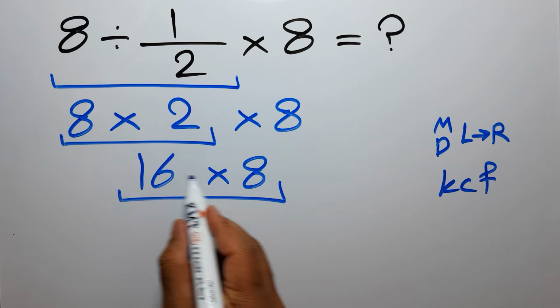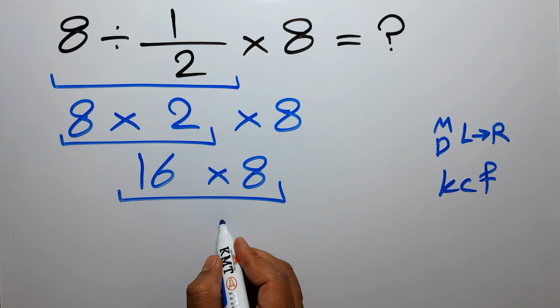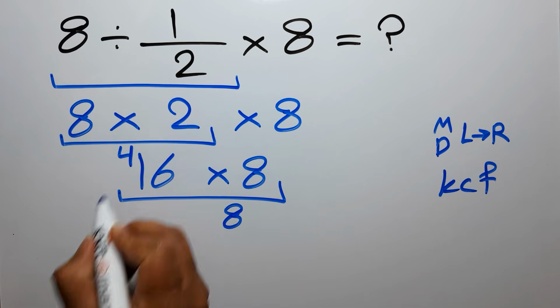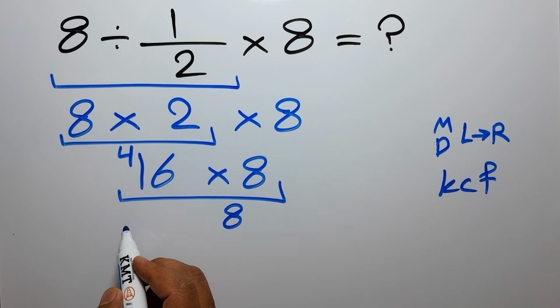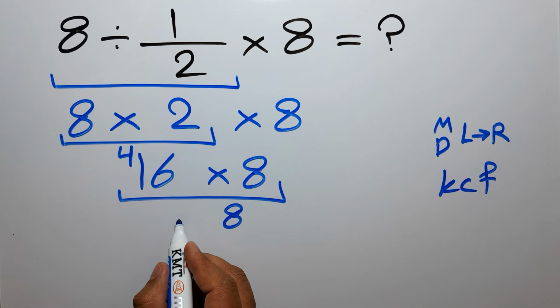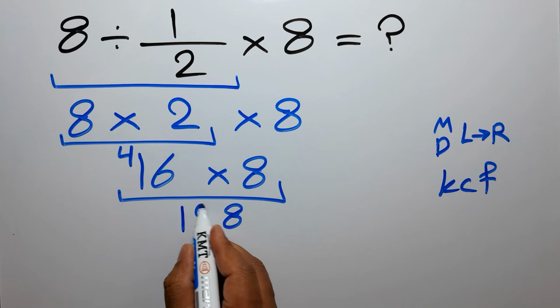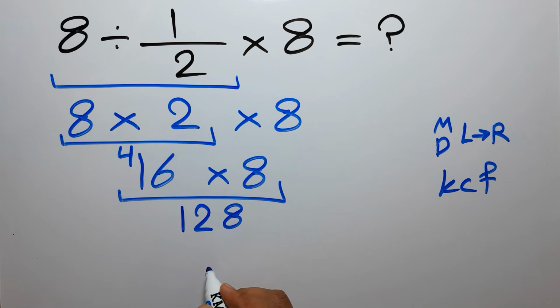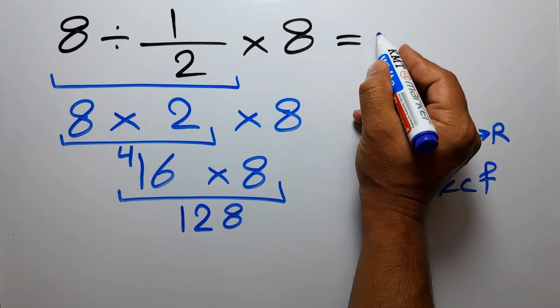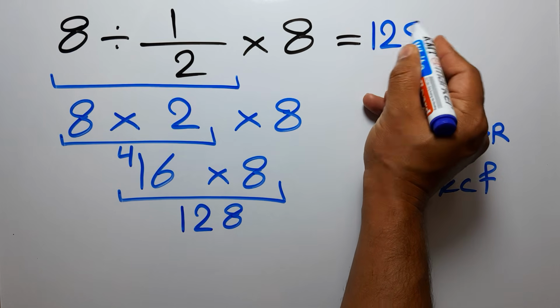Okay, 8 times 6 gives us 48. So we write 8 here and carry 4 here. 8 times 1 equals 8, and 8 plus 4 gives us 12. So we have 128. And this is our final answer to this problem. The correct answer is 128.